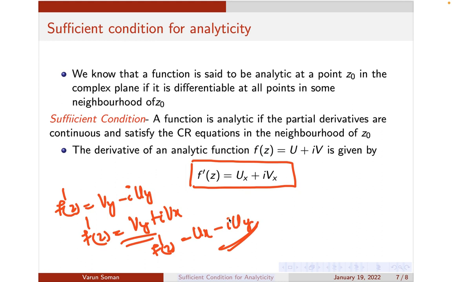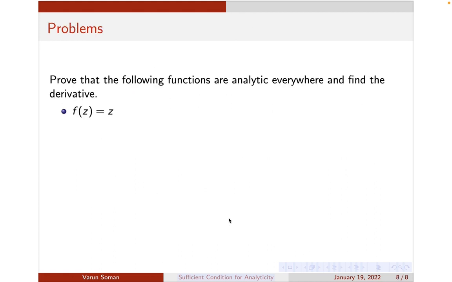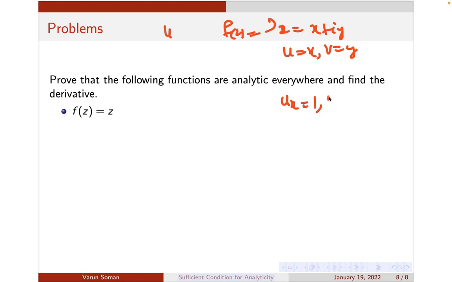Now let us try to do some problems here, of checking whether a function is analytic or not using CR equations and the extra condition here, that is continuity. So look at this function f of z is equal to z. What is your u and v? f of z is actually z, that is x plus iy. So your u is x and v is y. What is ux? ux is 1, uy is 0, vx is 0, vy is equal to 1.